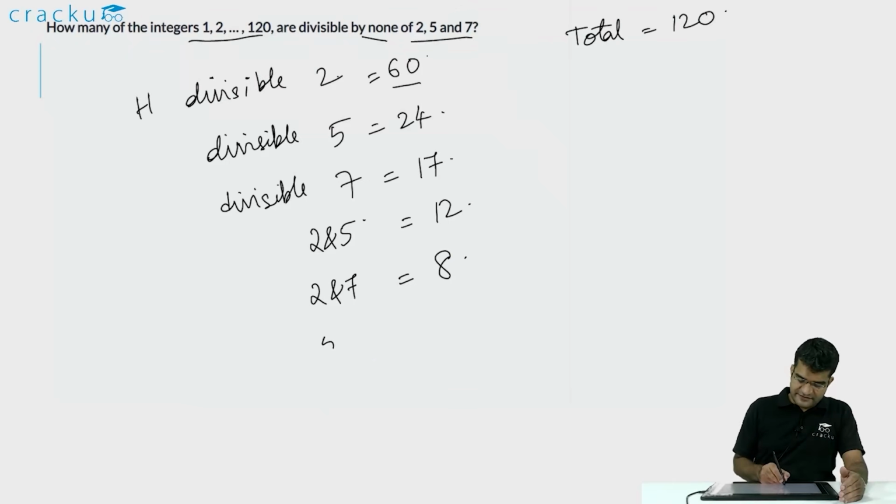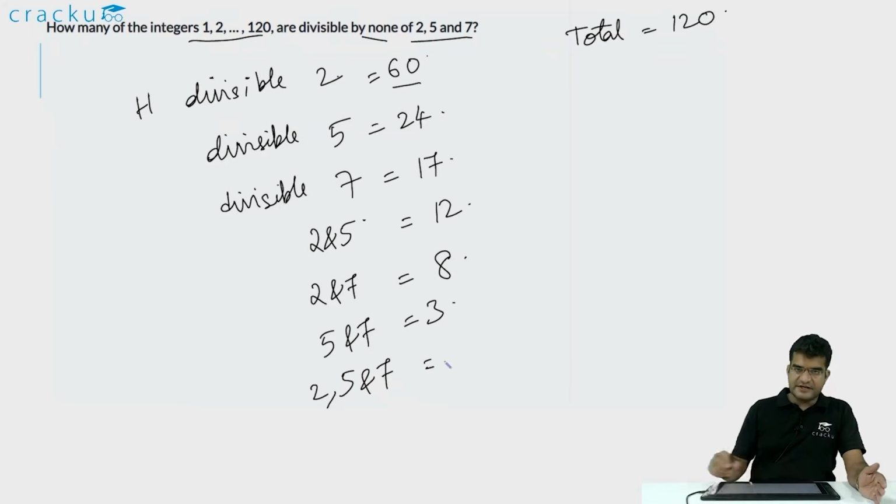And how many of these are divisible by both 5 and 7? That is, how many of these are divisible by 35? That will be 3. There will be 35, 70 and 105. And how many of these are divisible by all of 2, 5 and 7? That is, how many of these are divisible by 70? You will have only one number, 70, which is a multiple of 70, which is less than 120.